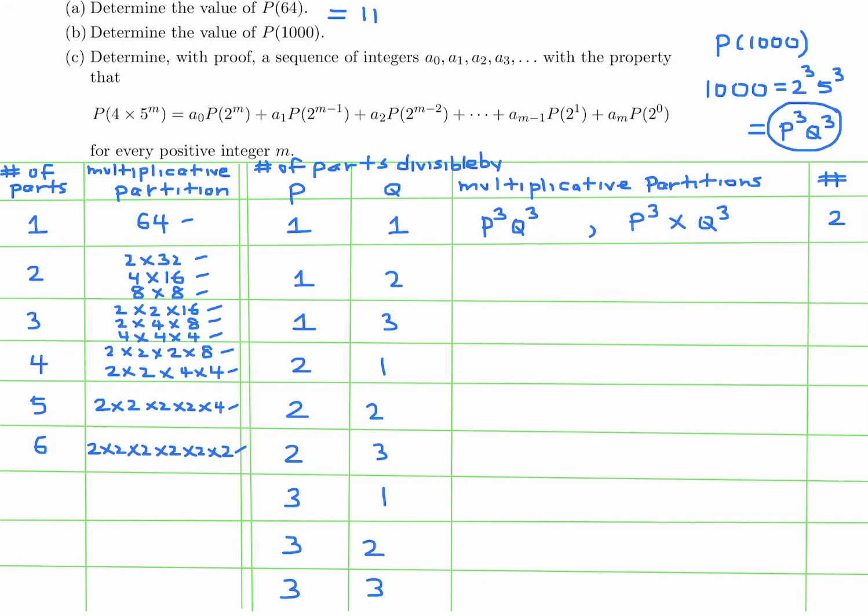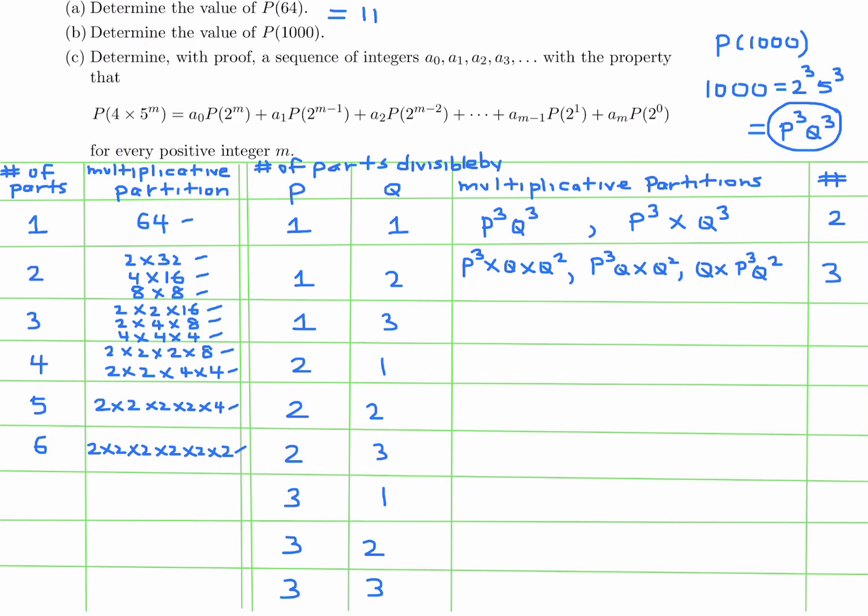Now let's go to the next one. The number of parts divisible by p is 1 again, but the number of parts divisible by q this time is 2. Such examples are p to the power of 3 times q squared. As you can see, the number of parts divisible by p is 1. There's only 1. But the number of parts divisible by q, there's 2 of them. Another such partition is p to the power of 3 q times q squared. And then another one is q times p to the power of 3 q squared. All right. So as you can see, I found 3 of these.